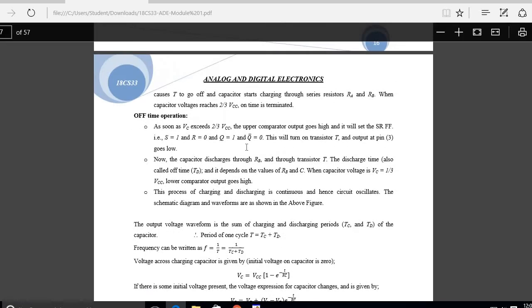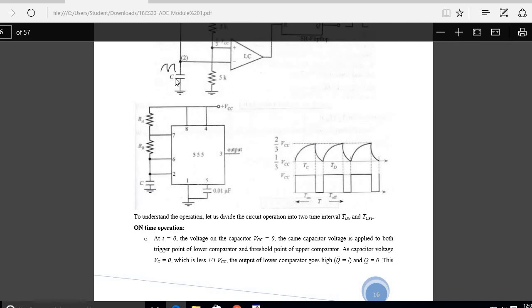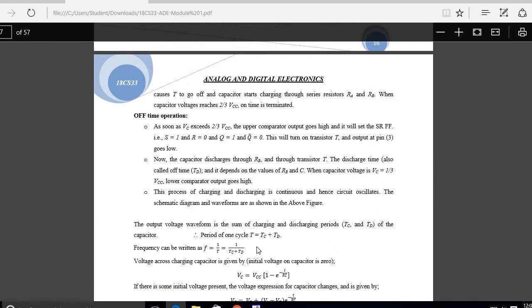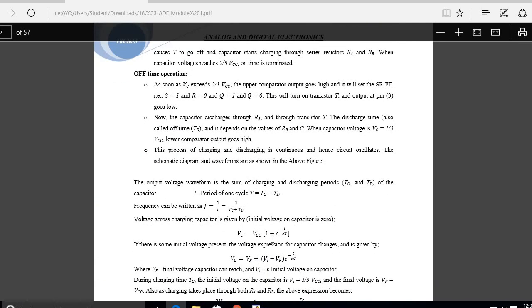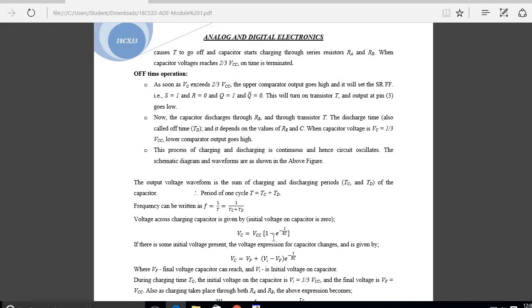So the voltage across the charging capacitor is VC, and I am given the supply as VCC. Always this is the same formula. In the monostable multivibrator also, VC is equal to the same thing, VCC into 1 minus e power minus T by RC. Okay, this is the same, you have to remember.